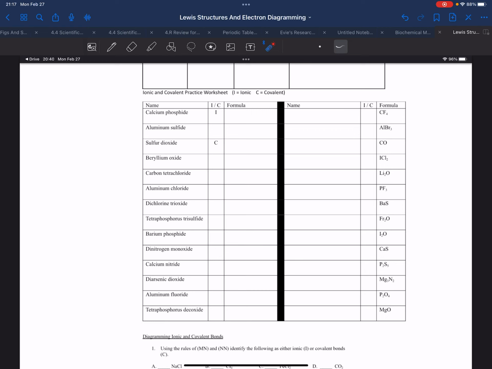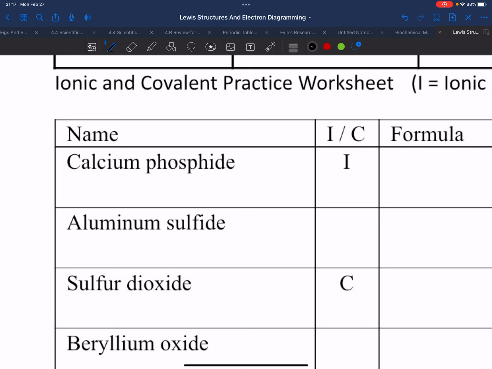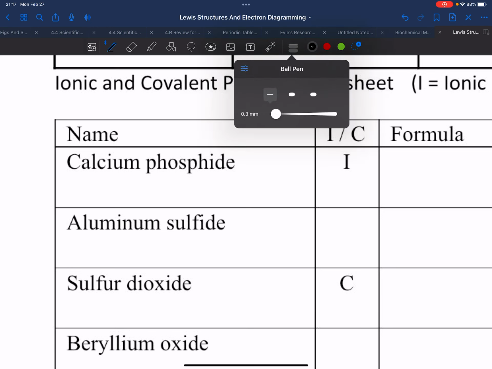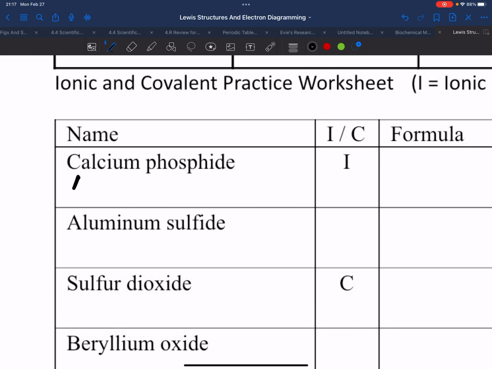Now, one thing that you have to do here is determine whether it is ionic or covalent. How do you determine that? Well, you simply just look at whether or not it is a metal, non-metal. Now, calcium, being on the left side of the periodic table, is a metal. Phosphide is a non-metal.